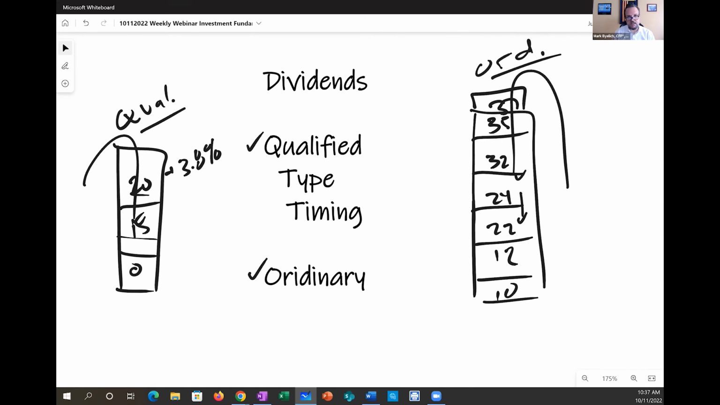And I explained that if they're not qualified, basically they're subject to ordinary income tax. They're ordinary dividends. The holding period that's referred to gets a little complicated, so I'll just read.